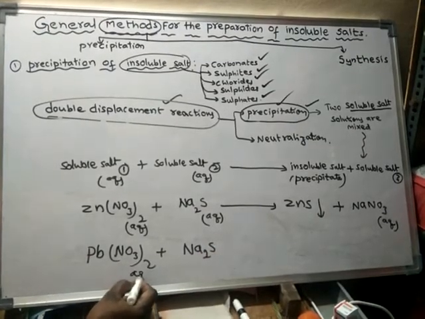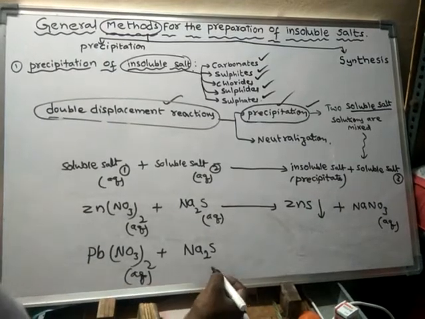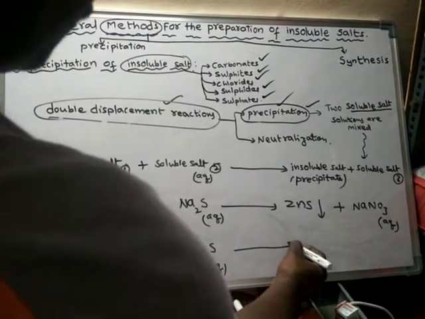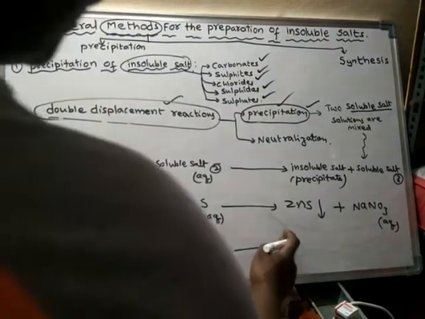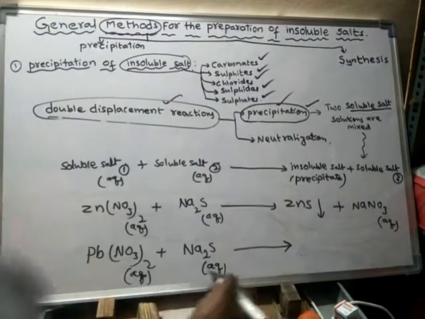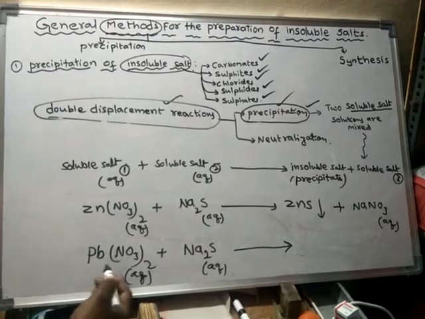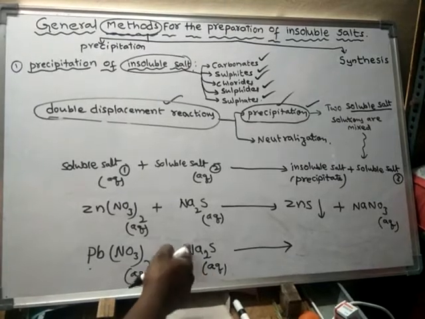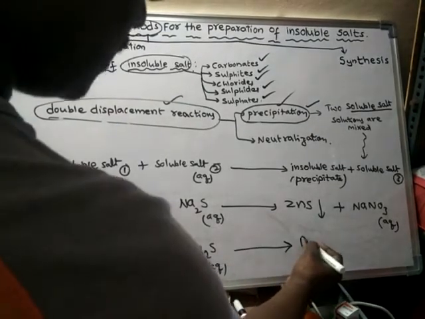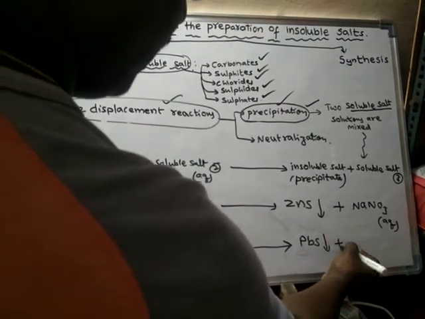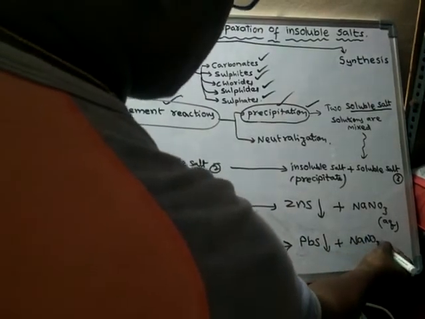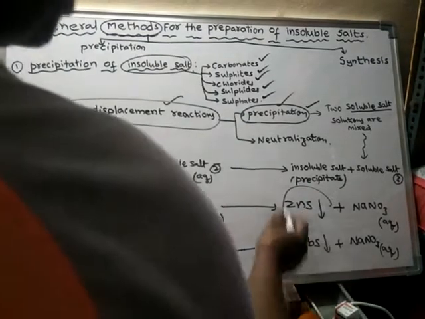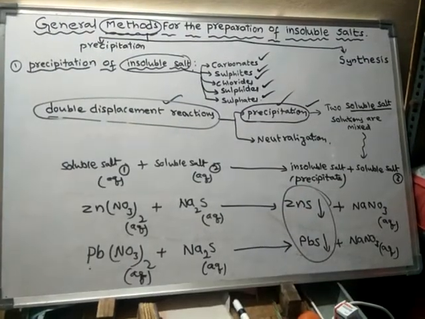So an aqueous solution of lead nitrate and an aqueous solution of sodium sulfate, when these two solutions are mixed, they react with each other by exchanging their radicals, or else by exchanging their ions. Radicals or ions, we generally call. Okay, so what happens? Lead will take sulfide, sodium will take nitrate, and forms lead sulfide, which is an insoluble salt, and sodium nitrate, which is a soluble salt. So like this, some of the examples of sulfide salts. So these are examples of preparation of sulfide salts.